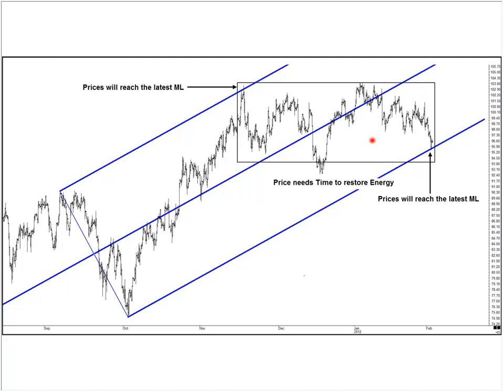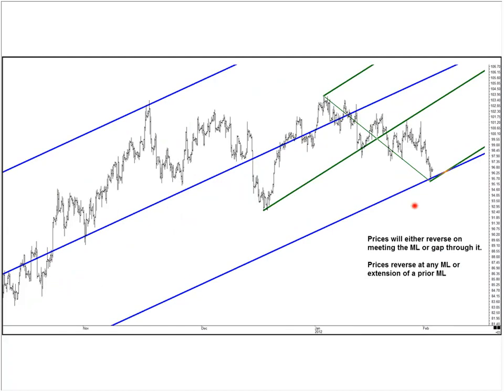This is price restoring its energy. Price will reach the latest median line, and it does. Price will reach the latest median line or its parallel, and it does. Price needed time to restore its energy. Okay, we've got that going for us. We've got that locked in.